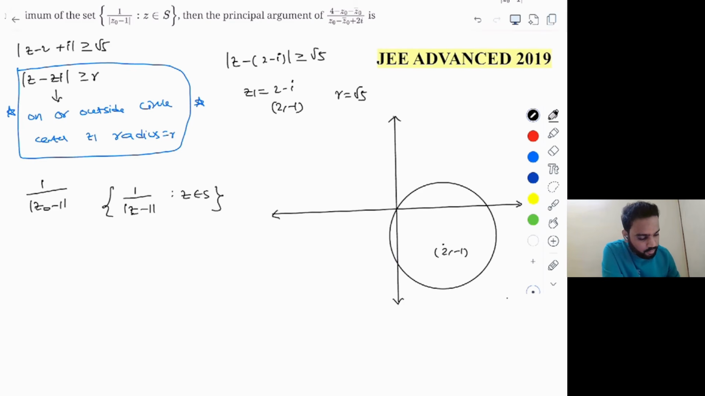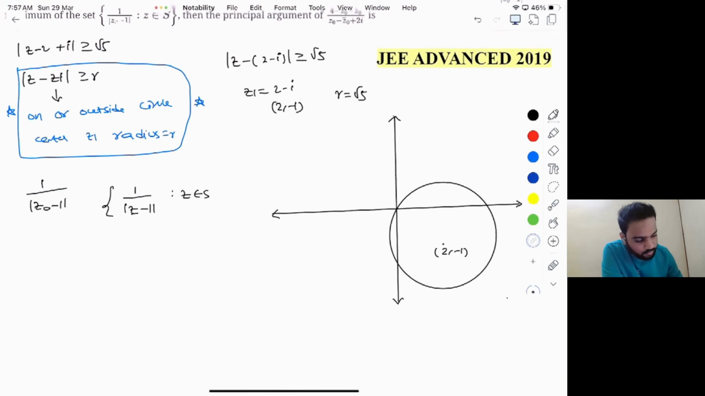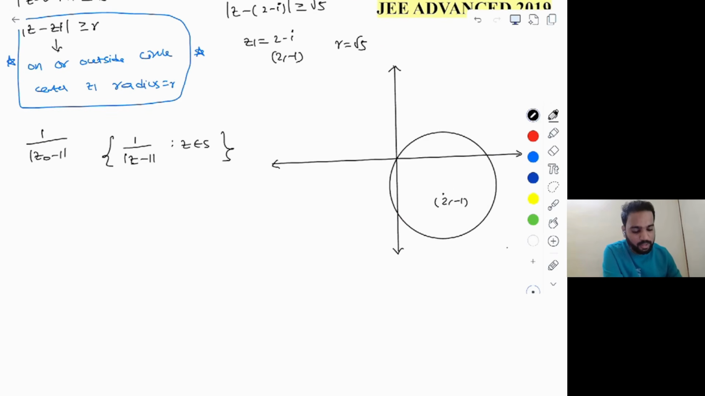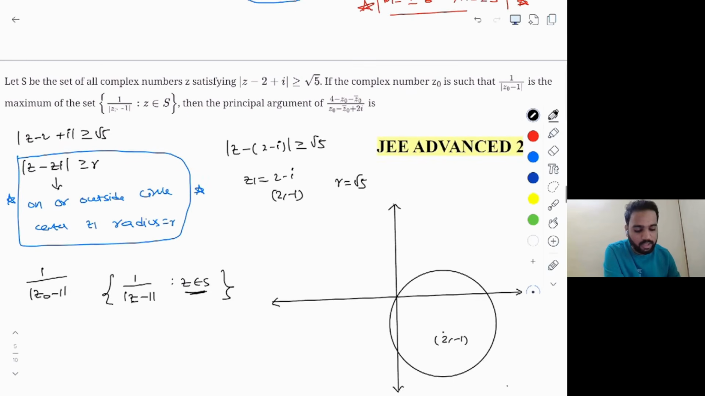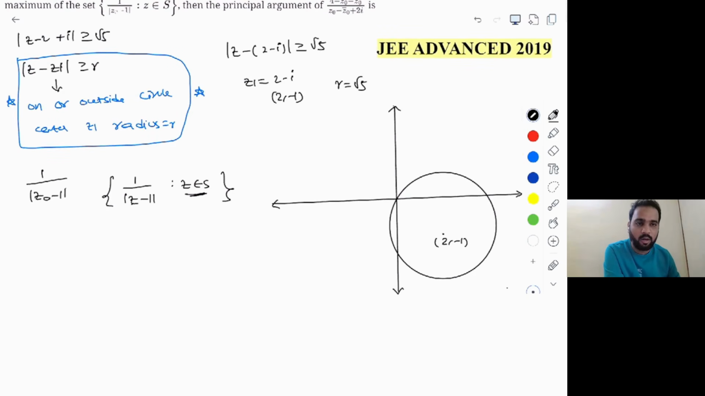Okay. So you need to understand the meaning of this set notation here. That is, this set has the values of 1 divided by mod z minus 1, where z must be taken from the set S. But what is actually set S here? It is a region which is on or outside this circle, right? So z is a complex number which is lying on or outside this circle here. And you take the values of z from that set and you try to find the values of 1 divided by modulus of z minus 1.